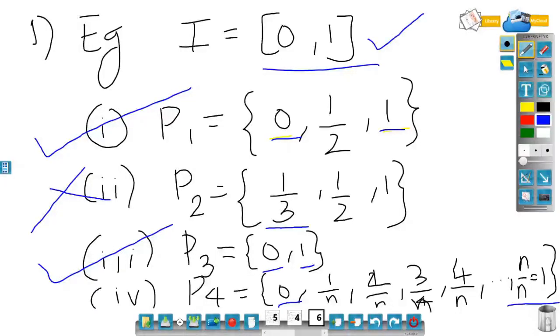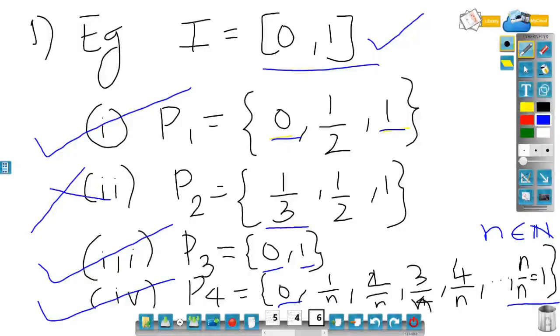Moreover, where does n belong? So here, note that this n belongs to the natural numbers. Moreover, 1 by n is always less than 2 by n, which is less than 3 by n, which is less than 4 by n, and so on and so forth. So increasing order is also satisfied. So this is also a partition.